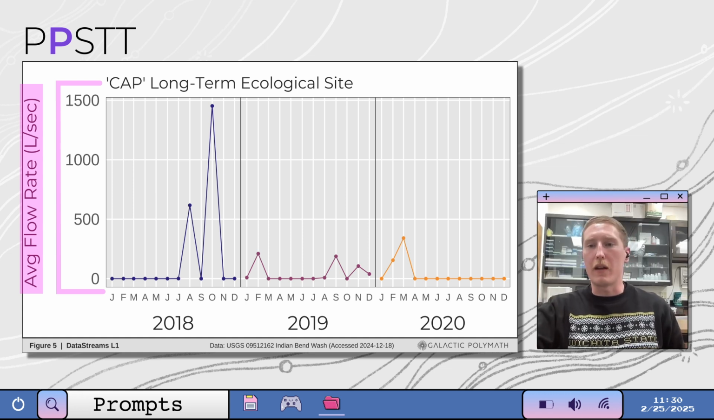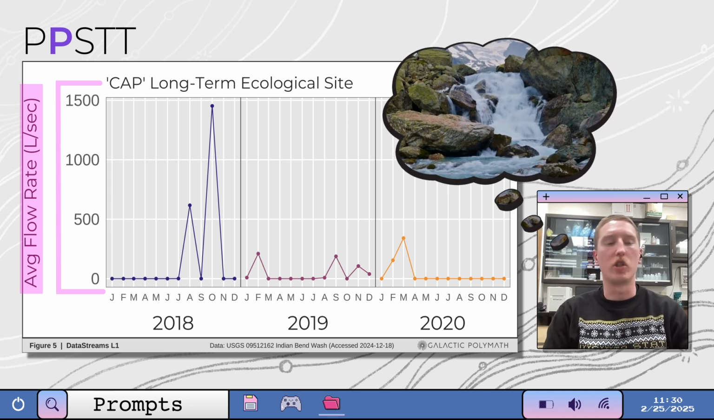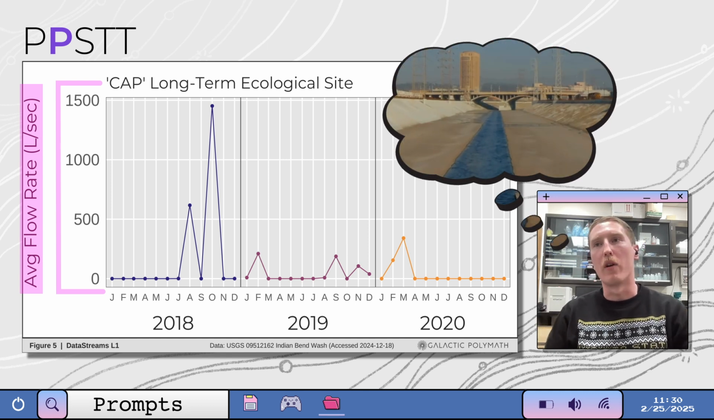So when I look at this graph, there are some things I can't understand yet, and that could be what this is applying to. So we don't know if this is applying to a stream, or to something that could be more industrial.